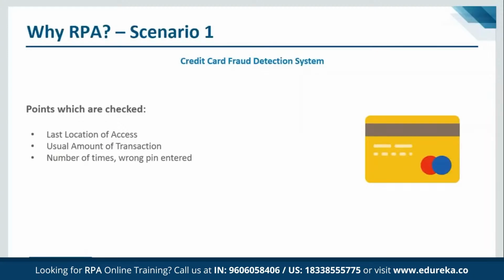And the third rule could be the number of times you entered a wrong PIN. This could be that someone got hold of a credit card and is trying to get money out of it, but is not able to get the PIN right. So this could also be a suspicious transaction.